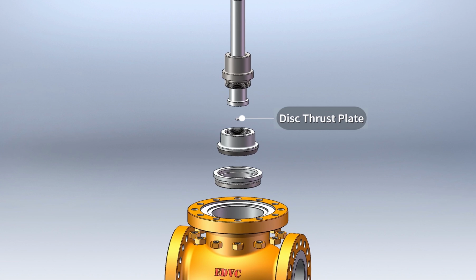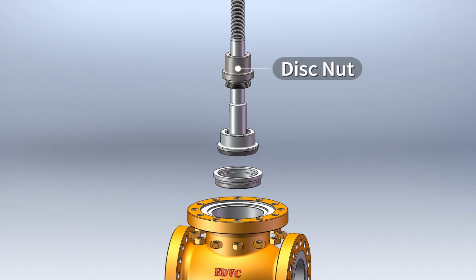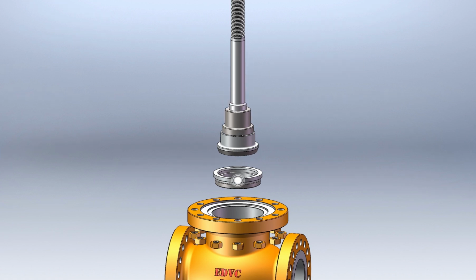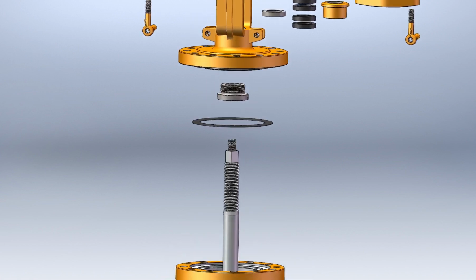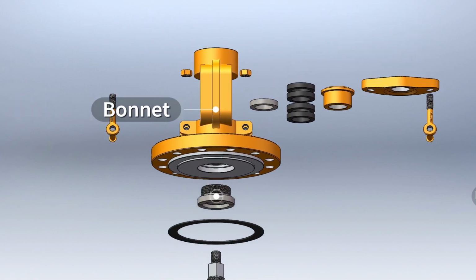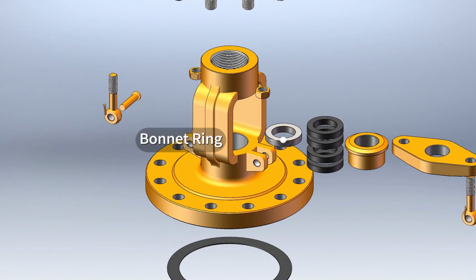A globe valve controls flow by moving a disc, or plug, toward or away from a seat inside the valve body. When the handwheel rotates, the stem moves upward or downward, and the disc moves with the stem. The gap between the disc and seat changes, and the flow rate changes accordingly. Types of EDVC globe valves: T-pattern globe valve, Y-pattern globe valve, and angle globe valve.